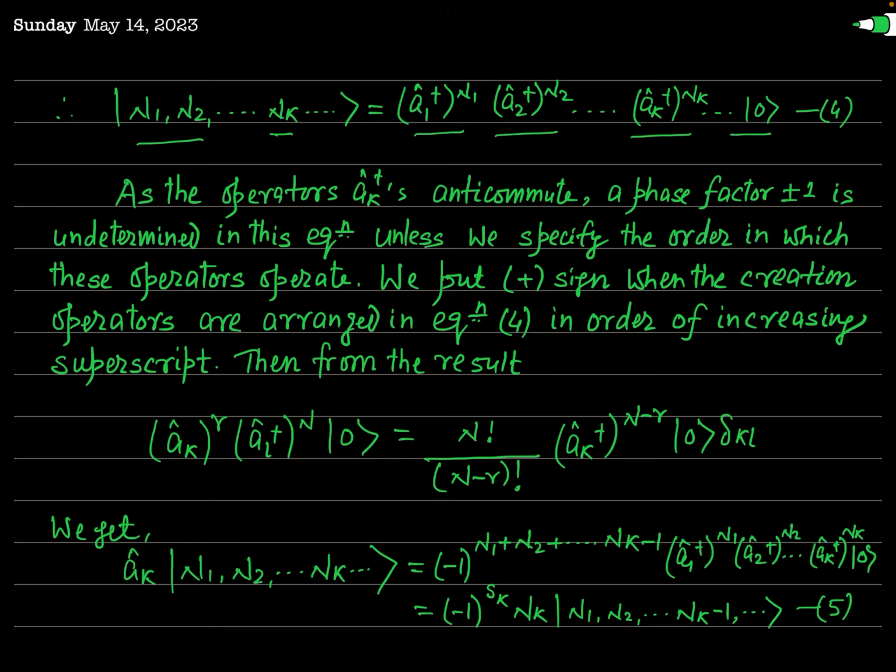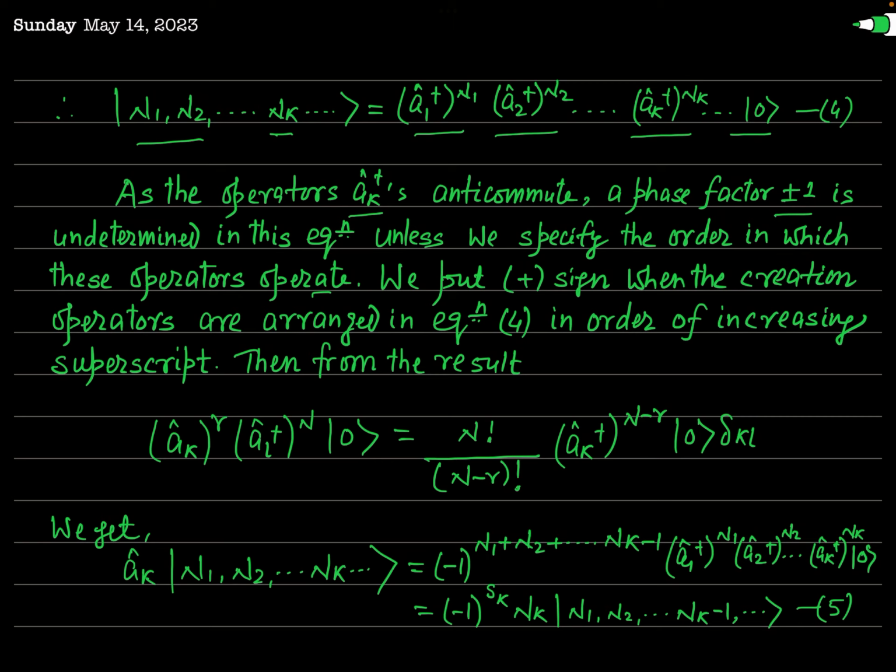Now as you can see, all the a_k dagger operators actually anticommute, and as these operators anticommute, definitely there will be a phase factor equal to plus or minus 1 undetermined in this equation, unless we specify the order in which these operators operate. Okay.